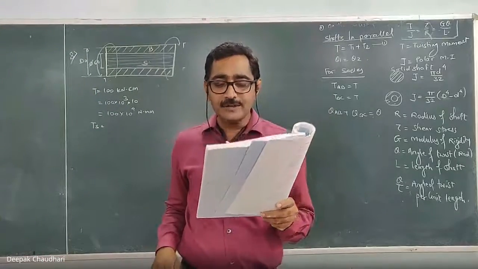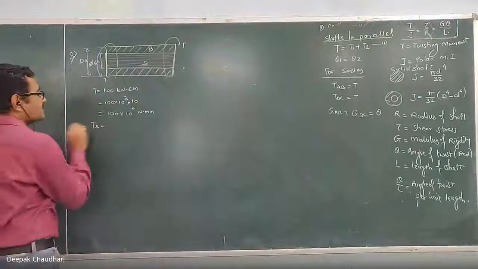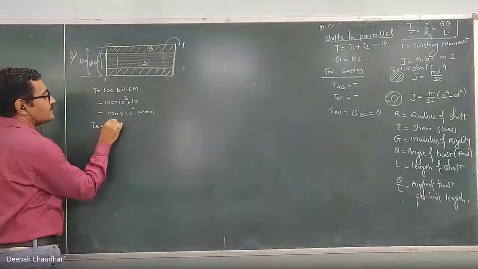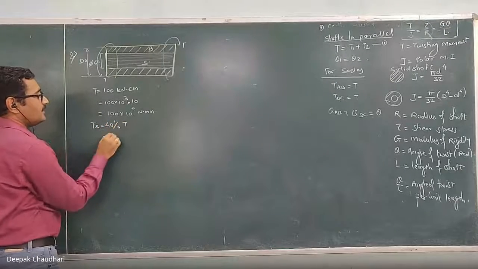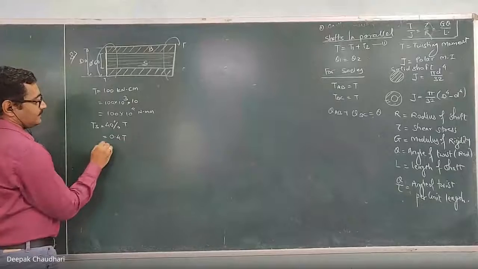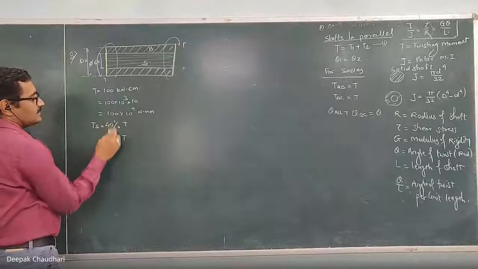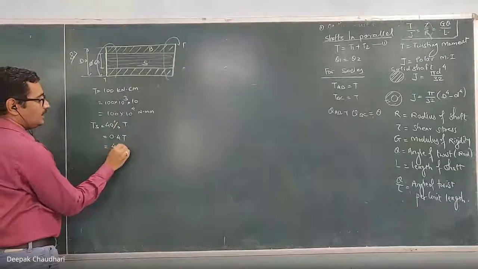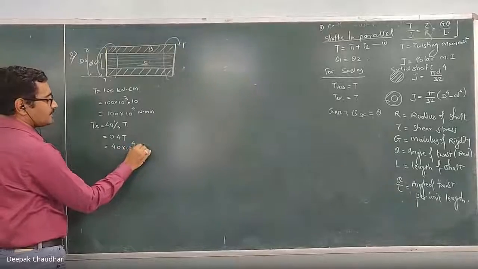Steel takes 40% of the torque. So the torque shared by the steel is 40% of this total torque, which is equal to 0.4 times T. So how much is this? 0.4 into 100. It is 40 into 10 raised to 4 Newton millimeter.